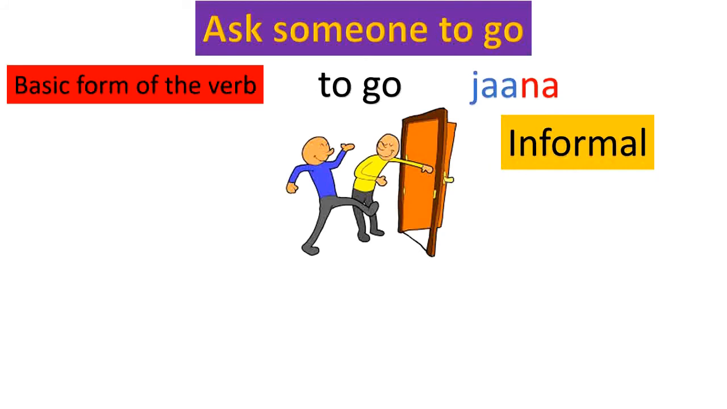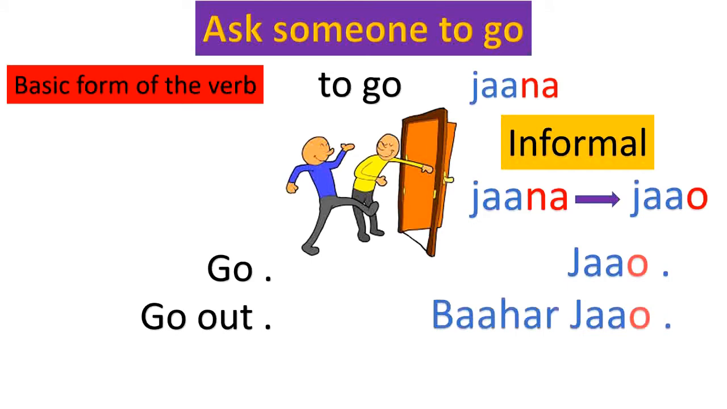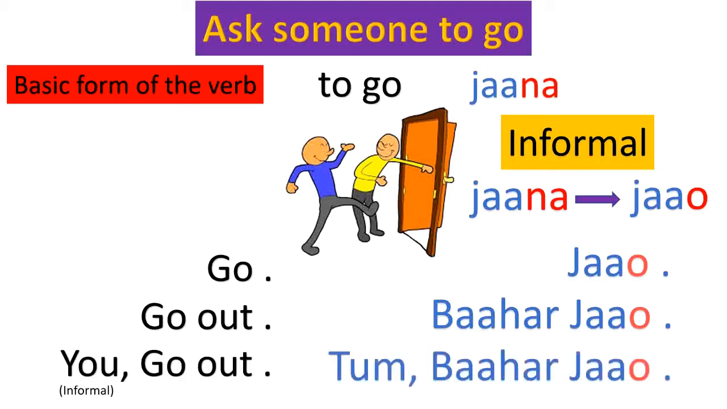Now some sentences for asking someone to go. To go is jana in its basic form. In informal use, jana is changed to jao. Remember, na is removed and o is added. So jana is jao. Go, jao. Go out, bahar jao, as out is bahar. You go out. Tum bahar jao.